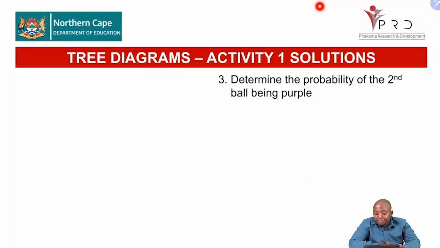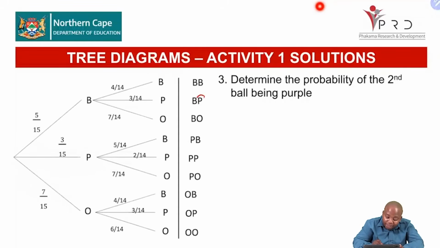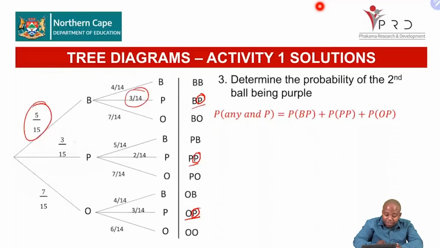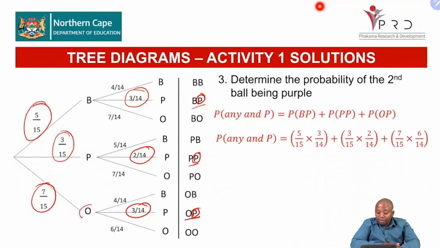Determine the probability of the second ball being purple. Second ball being purple, so we're looking at this part there. Second ball being purple. Right. So for the probability of the second ball being purple, we're looking for all of those that have purple as the second ball. So it's going to be BP, PP, and OP. So we're going to take 5 over 15 multiplied by 3 over 14, 3 over 15 multiplied by 2 over 14. Then we're going to look at 7 over 15 multiplied by 3 over 14. Then the probability of any and P is 0.2.